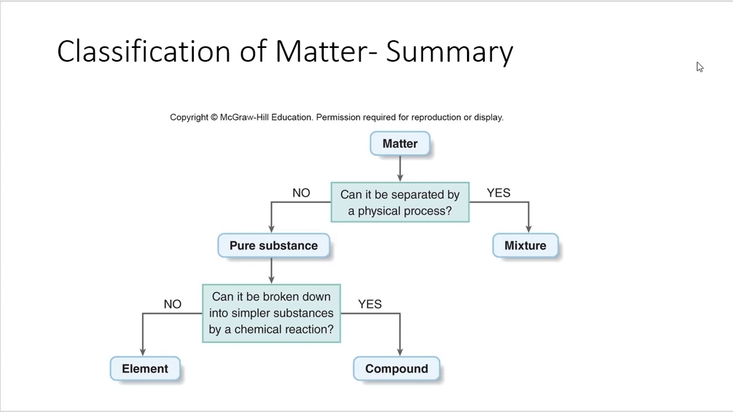So I hope this summary helps you classify matter and has introduced you to the concepts of chemistry. In the next chapter, we're going to go more in depth about these compounds, learning how to name them, learning the atoms that make them up, and the different parts of the atom.